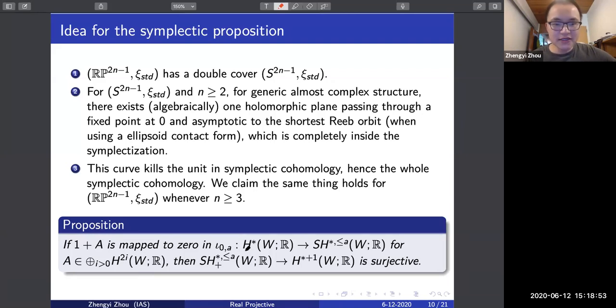I forgot to mention that this proposition is true if W is exact or symplectically spherical. If it's not an exact filling, say it's a strong filling, then the map here should be replaced by the continuation map from the quantum cohomology to the symplectic cohomology. As a group, it's basically the same thing, but the ring structure will be different. So in particular, 1 plus a may not be a unit anymore in the quantum cohomology. In fact, it can be a zero divisor. So the whole argument will break down. So this is where we use exactness.